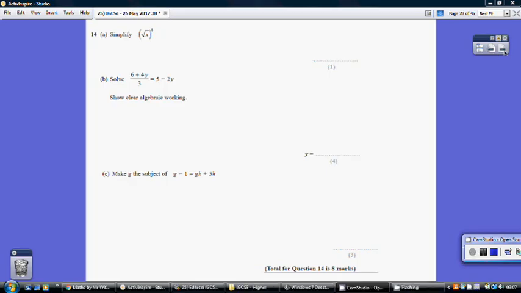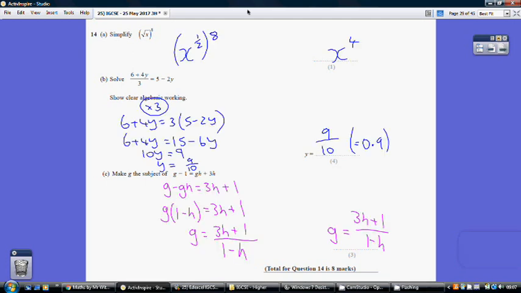Question 14. So for part A, I need to simplify this. Well, the square root of x is x to the half, and then this is to the power of 8. So in a scenario like this, we just multiply these numbers. Half of 8 is 4, so that's x to the power of 4.